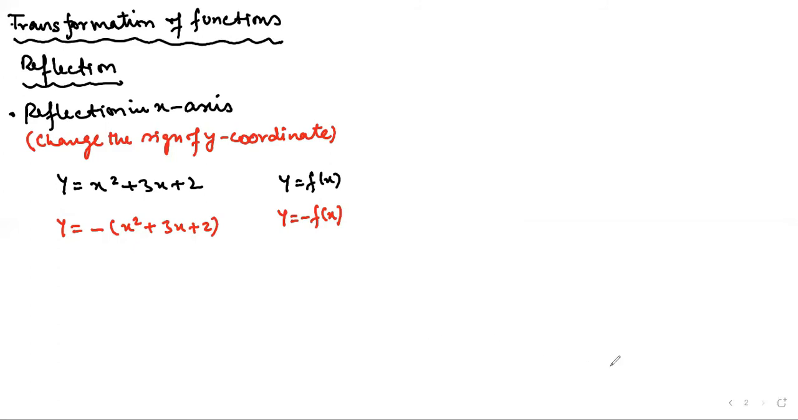Now we will draw this curve y is equal to x square plus 3x plus 2. To draw a quadratic curve, we will convert this one into complete square form. There are many ways to draw this one. Y is equal to x square plus 3x plus 3 by 2 whole square minus 3 by 2 whole square plus 2.